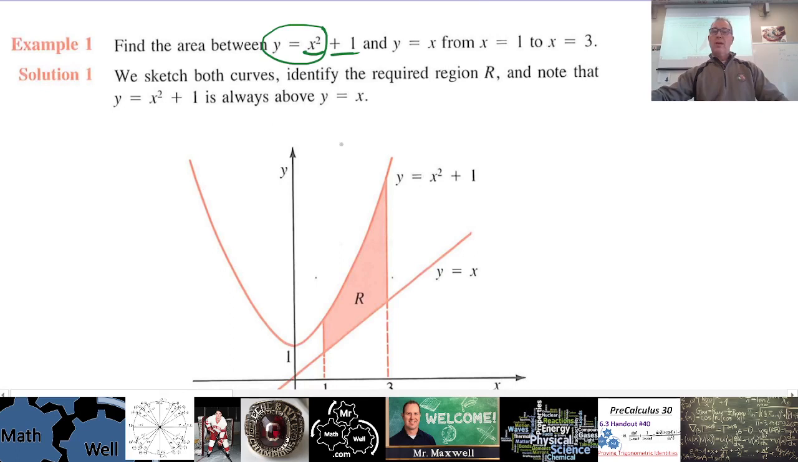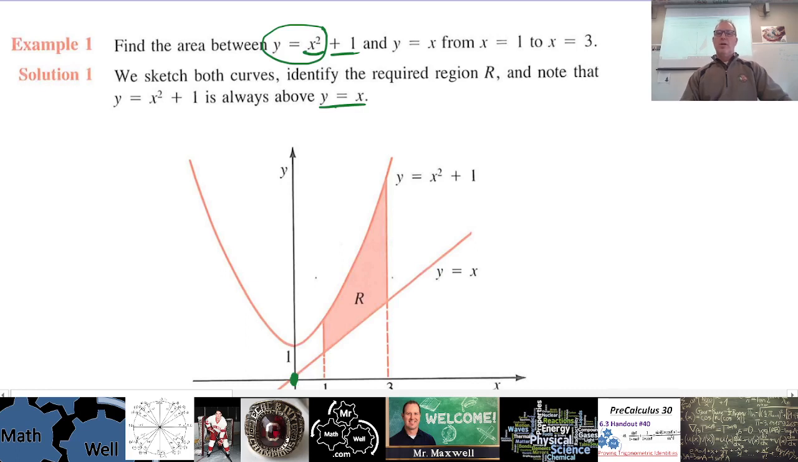A rough sketch of y equals x, you would be able to tell that this line would go through 0, 0. It doesn't look like it does in this diagram, but that would be a line that would be underneath that parabola. So a rough sketch, you should have an idea that this is the region you're looking for, the area of this region.